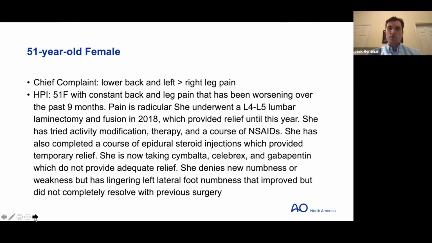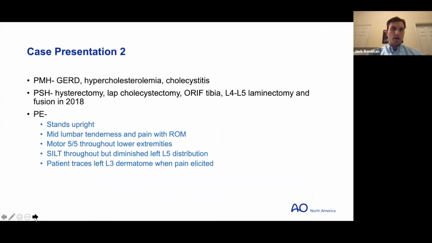And she had an L4, L5 a few years ago. I can go to the next slide, please. So she's got a pretty benign medical history, but she does have a significant surgical history for hysterectomy and a lap chole in the past, and then a couple of other orthopedic, just an ORIF of her tibia.